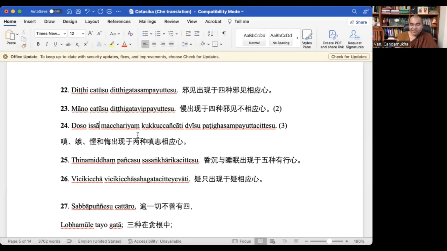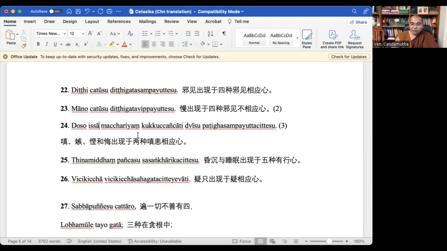So that's why it is included under the dosa nature, not lobha nature. It is not because of attachment to your property, but because of the inconvenience of sharing with other people. That is the attitude. So that's why Machariya belongs to the dosa group.